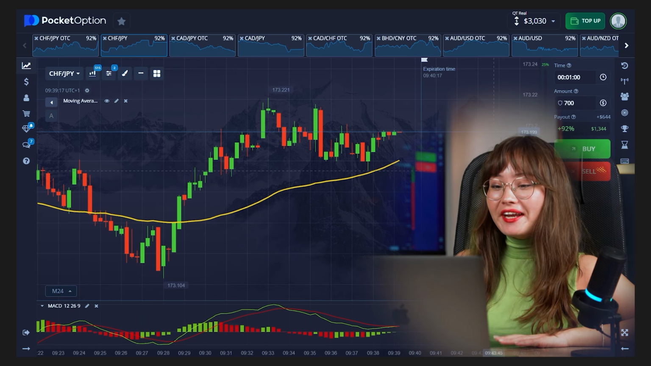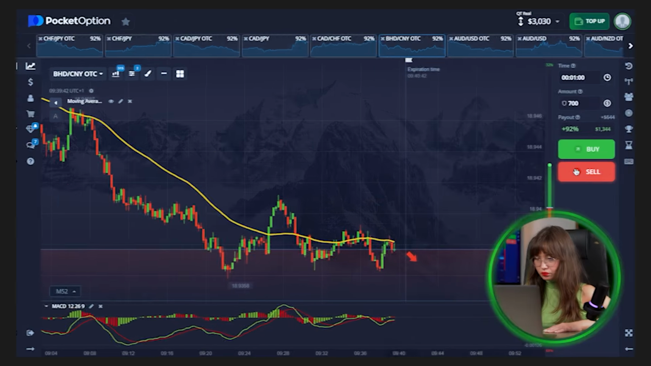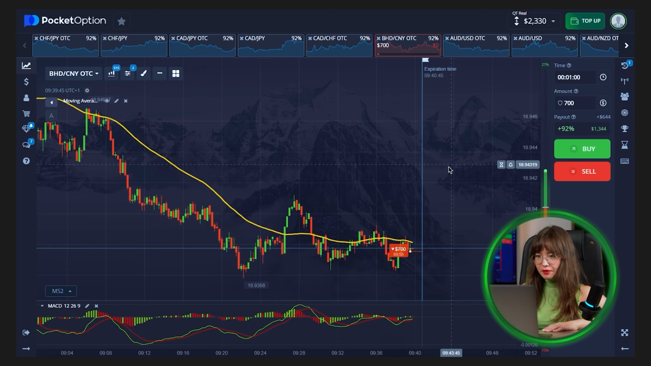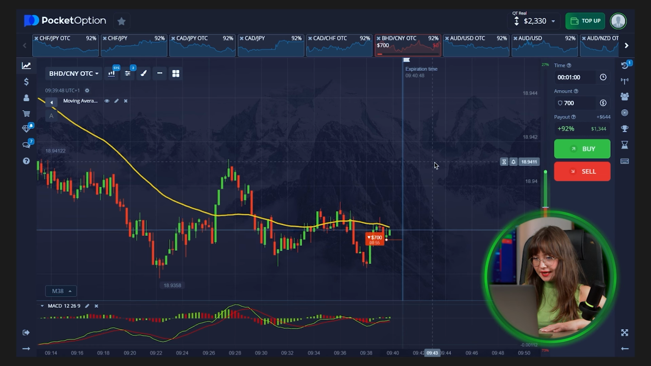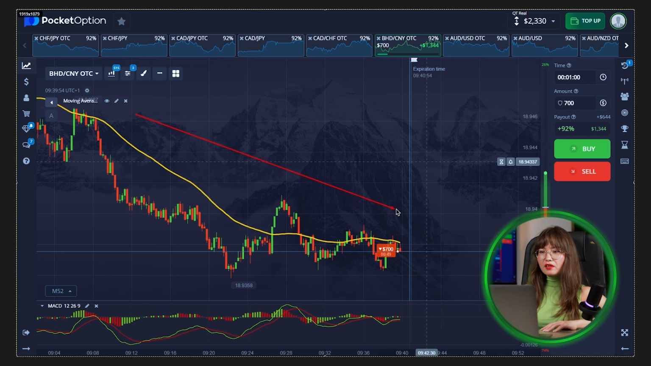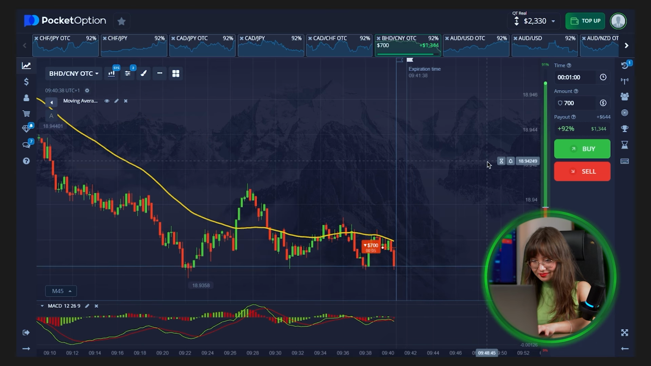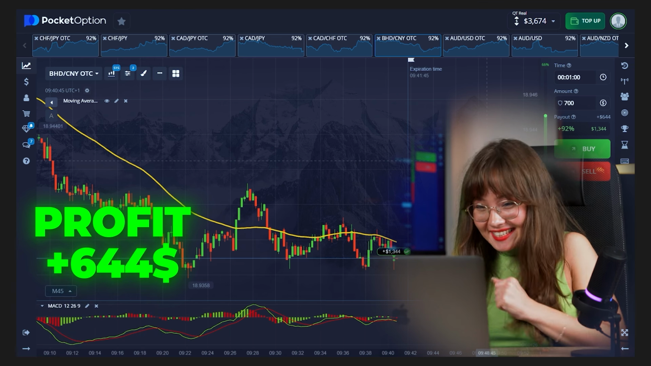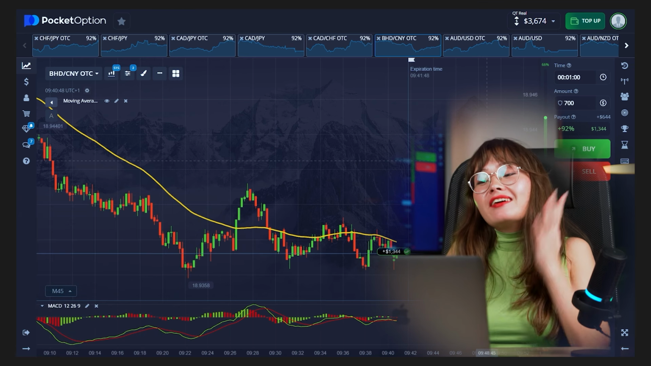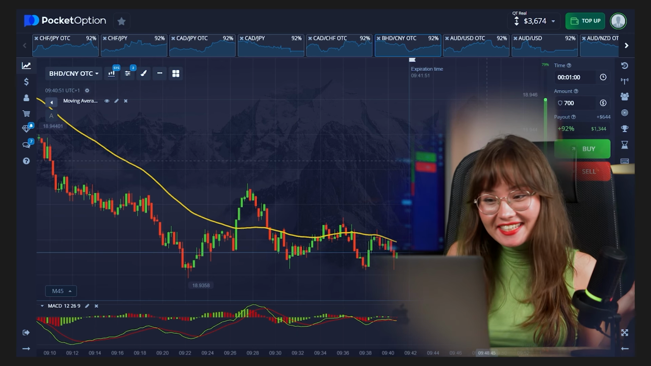Let's keep going and find a couple more juicy trades. Let's stop here for a sec. We've got a downward trend here. We've already crossed the moving average and MACD is below zero, which tells us the price is likely to keep dropping. Let's see. Alright, let's take a look. Yes! That's what I'm talking about! It got profit! That's amazing!